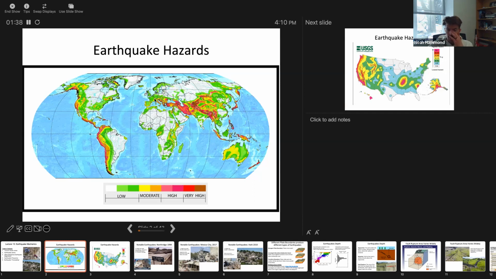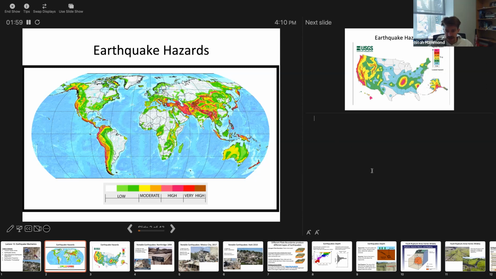And the relationship between where we have earthquake hazards and plate boundaries is, for the most part, earthquake hazards are really only high if you live close to a plate boundary. And there are a few exceptions to that we will talk about.